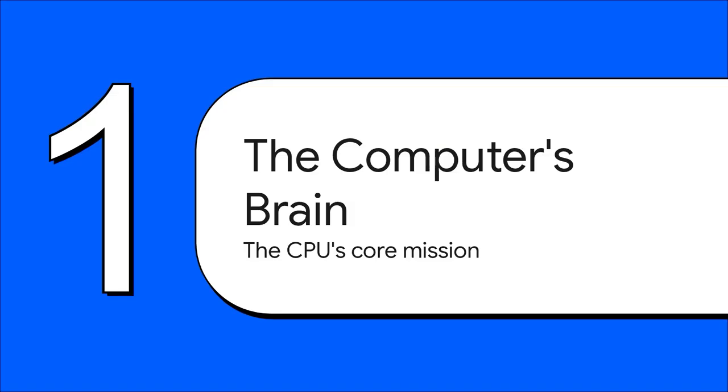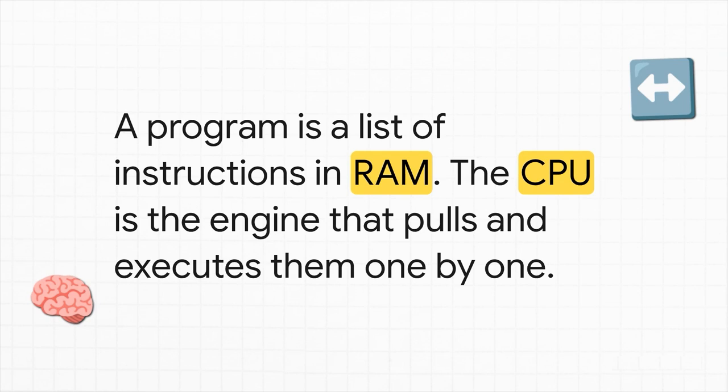Okay, so what is a CPU actually doing all day long? Its fundamental job is surprisingly simple, but it is the absolute foundation for every single complex thing that happens on your screen. Think of it like this. A program is really just a long to-do list for the computer. That list sits in the computer's memory, which we call RAM. The CPU is the engine. It's the worker that pulls an item from that list, one by one, figures out what it means, and then makes it happen. It's the crucial middleman between the code and actually getting stuff done.